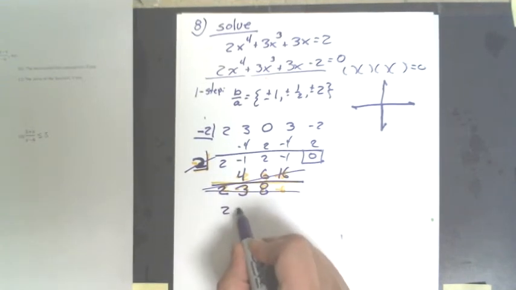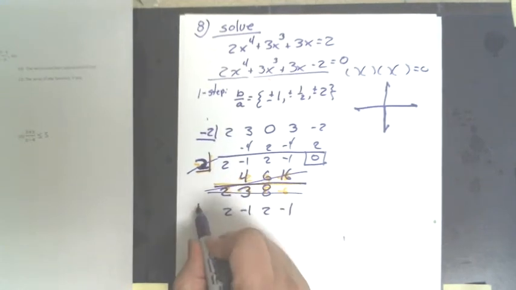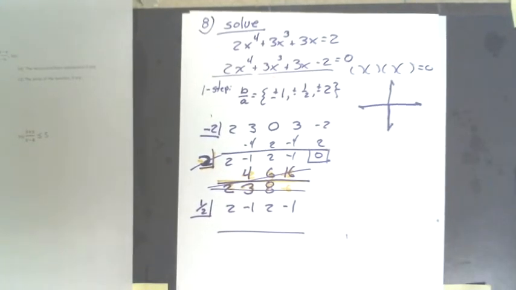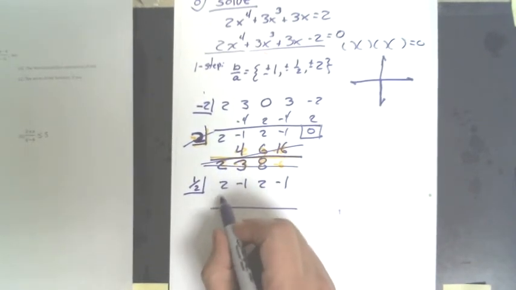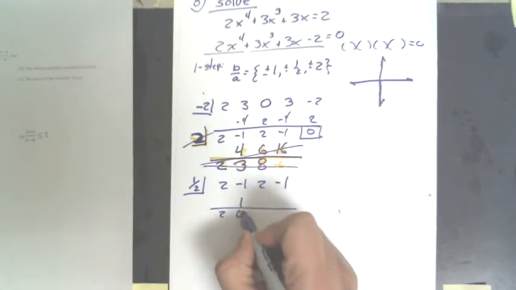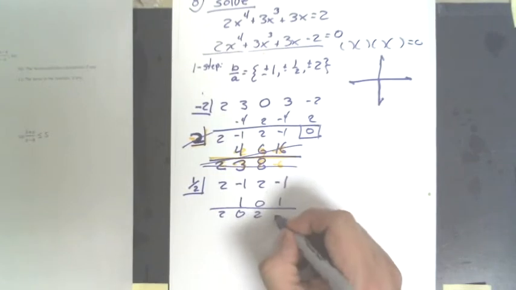I'm going to bring back down the 2, negative 1, 2, negative 1. I'll try a half. Again, if you have the graph, it can speed this process up quite a bit. But I think it's nice for you guys to see what happens if you don't. Though I only have 2 minutes to do that in, but that's okay. So bring down the 2. Half of 2 is 1. 0. Half of 0 is 0. Bring down the 2. Half of 2 is 1. 0. Hey, good.